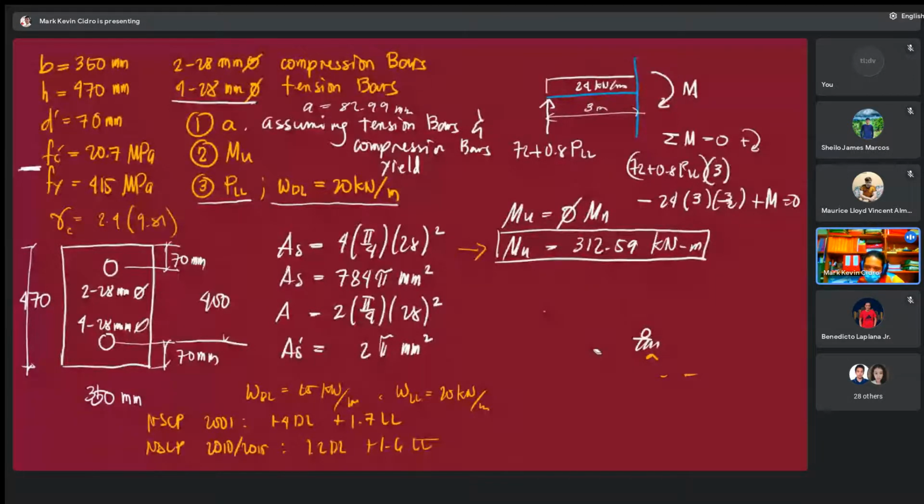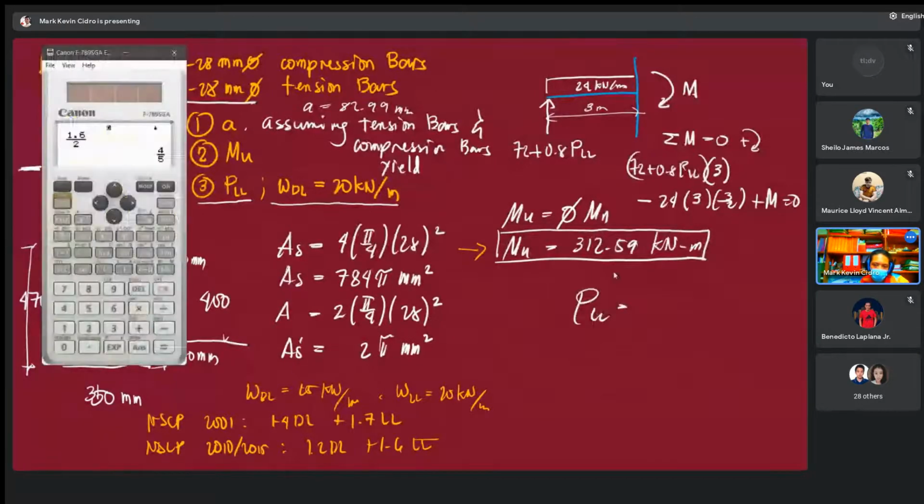Oh, what's the value of your PLL? 72 plus 0.8 PLL, it's the unknown, multiplied by 3 minus 24 times 3 times 3 over 2 plus M. Your M is 312.59. This is equal to 0. Shift solve.